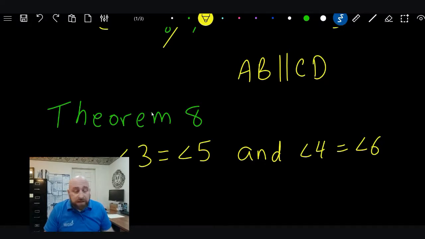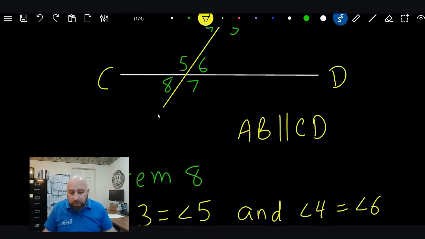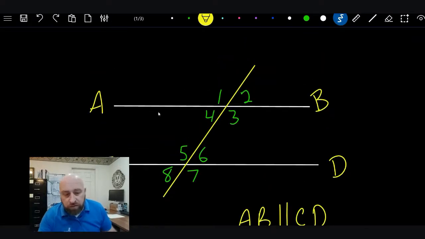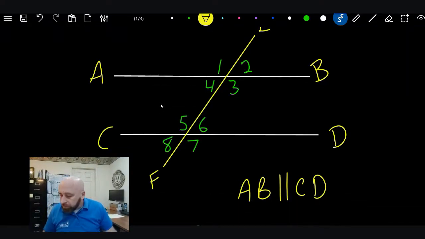So alternate interior angles are equal. All right. Skip down on page 71, continuing down, Corollary 8.1. Corollary 8.1 says if two parallel lines, and that's what we have, AB is parallel to CD, are cut by a transversal, which in this one would be EF, then the corresponding angles are equal. Interesting.